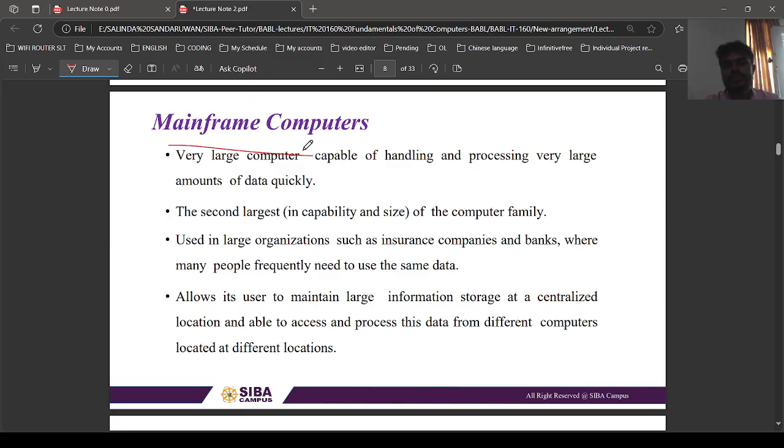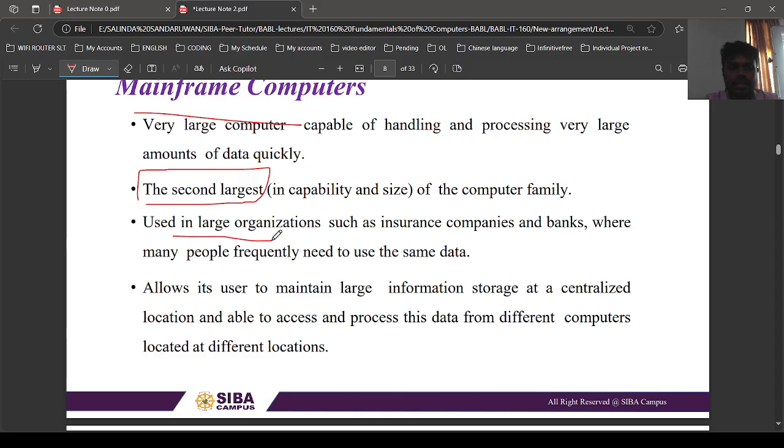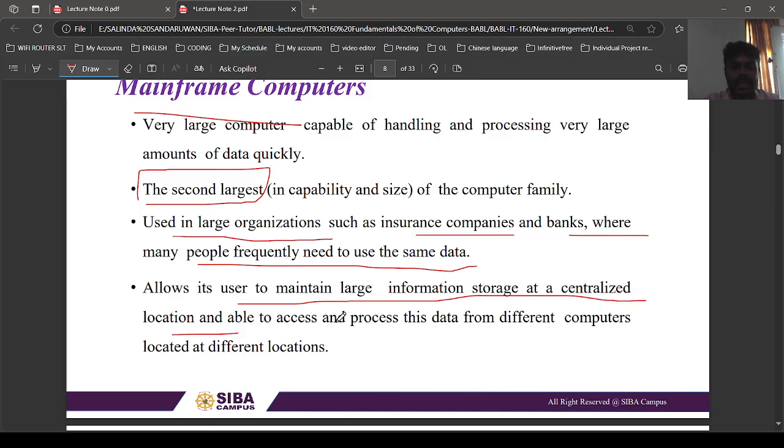When it comes to mainframes, as I mentioned, they are smaller than the scientific computers, but still large, and can perform large calculations. It is the second largest computer in the computer family. As I mentioned previously, they are used in large organizations such as insurance companies and banks, where many people frequently need to use the same data. Several desktops, mice and keyboards are connected to a centralized mainframe, and there you can use it. It allows users to maintain large information storage at a centralized location and to access and process the data from different computers in different locations.